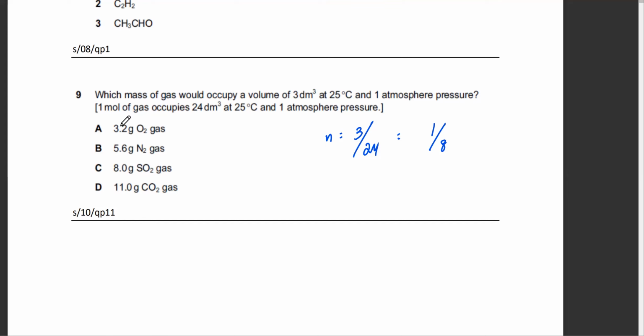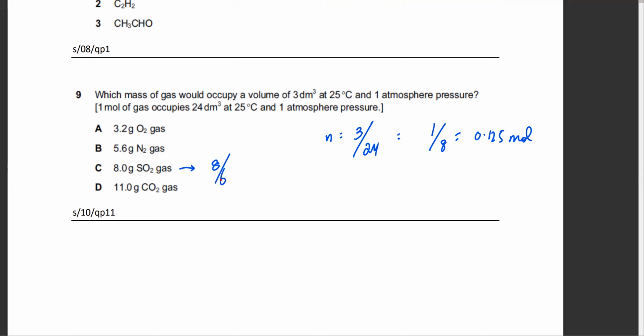So you would have to calculate the moles for each one of them. Any gas that has 1/8 moles or 0.125 moles would occupy this volume, 3 dm cube. Okay, I calculated that: C. Any quick question? C, right? Yes, sir.